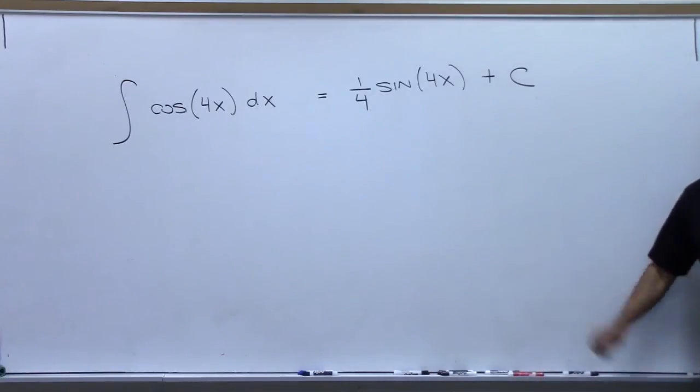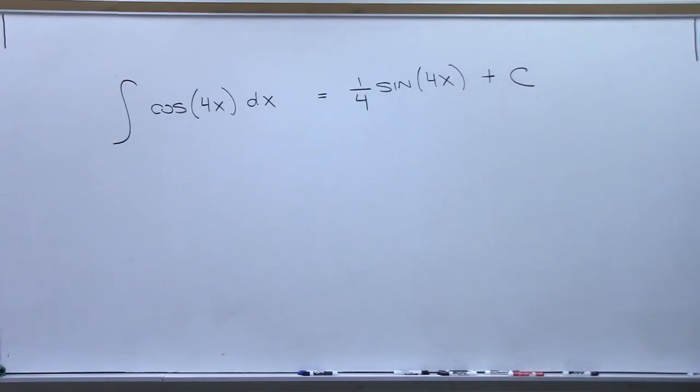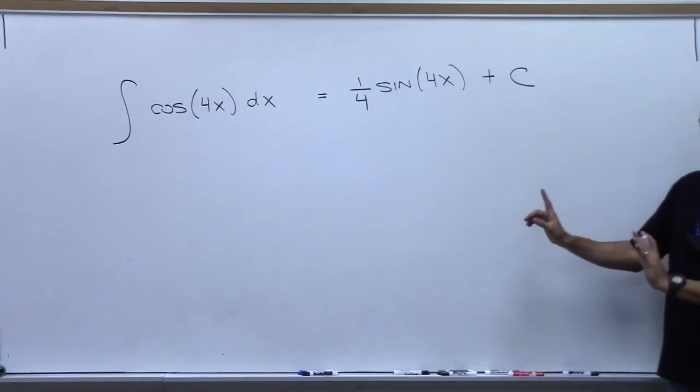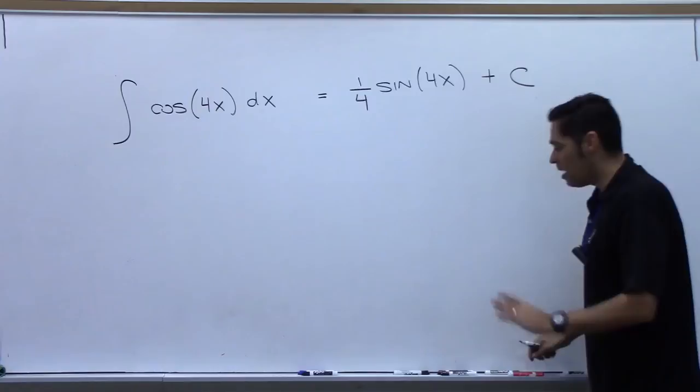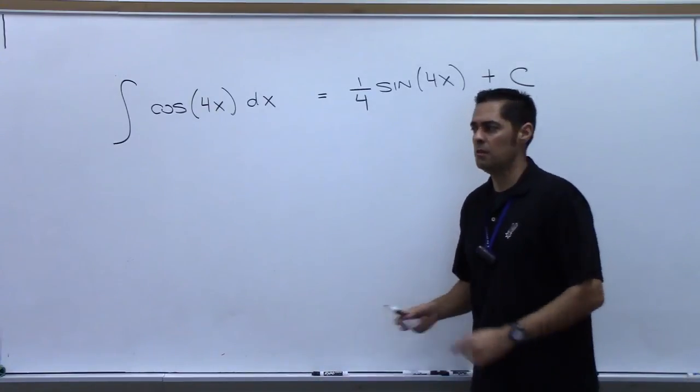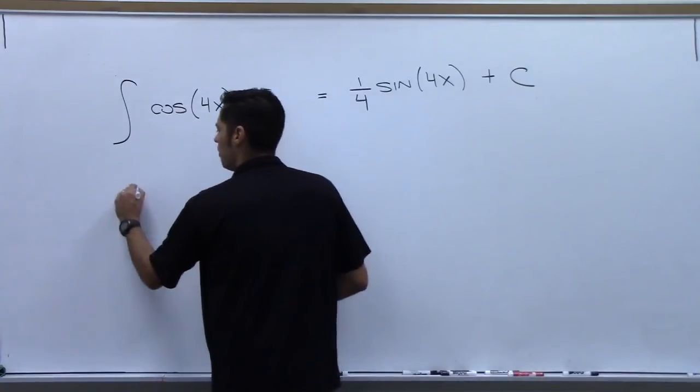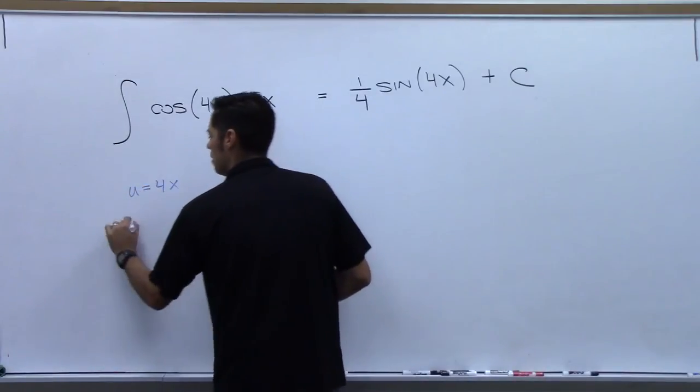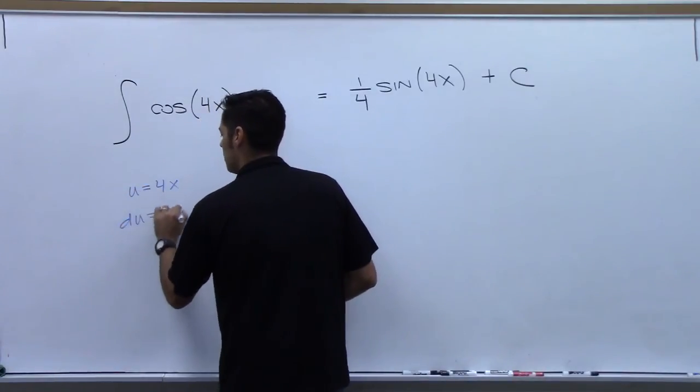Now would that work? Yes? That's it. I just want you to see that, yes? Believe it or not, though, this is a u substitution. Okay, it's u is 4x, du is 4dx.